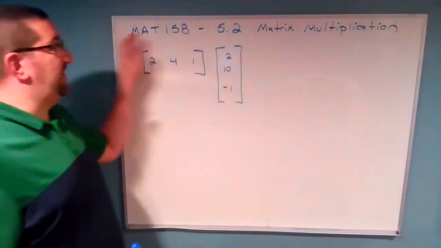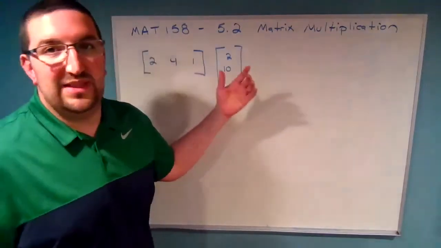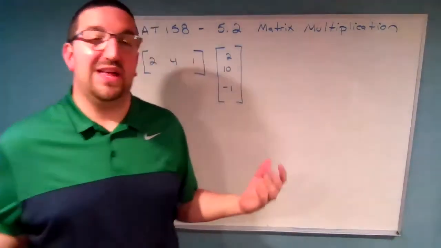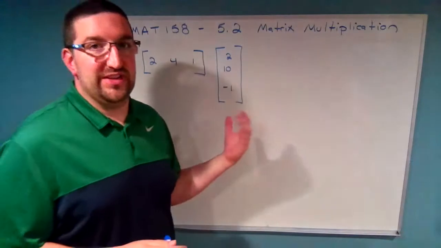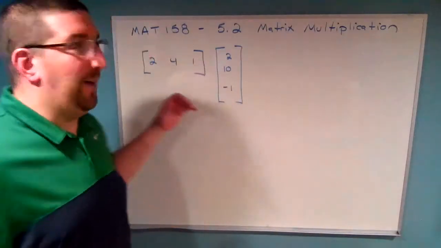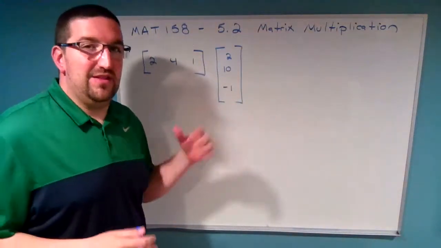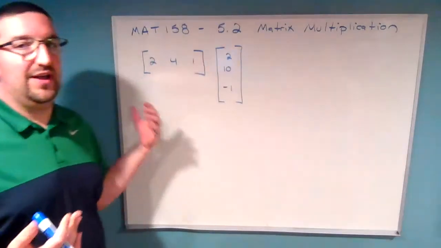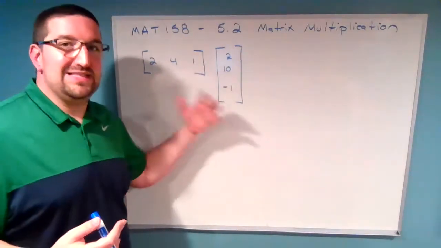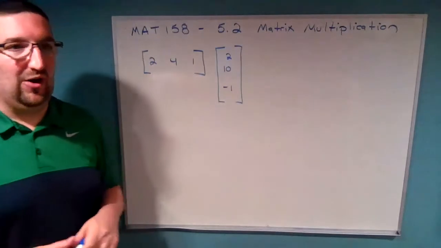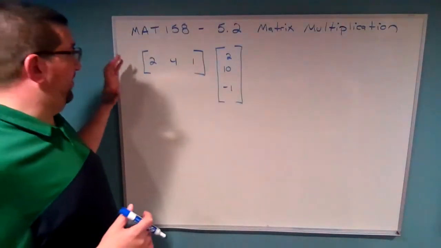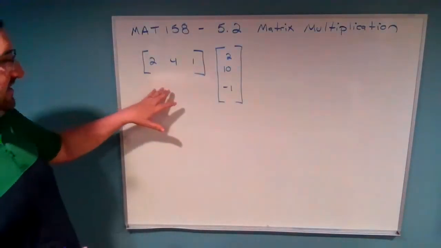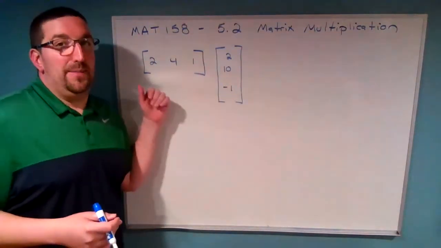We have Math 158, section 5.2. In this section, we're going to be talking about multiplying matrices, matrix multiplication. We're going to start nice and simple here. This is a difficult process, but doing it this way, step by step, is really going to help a lot. We're going to start with a nice, simple problem and discuss some things about it.